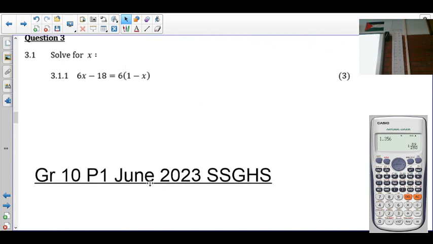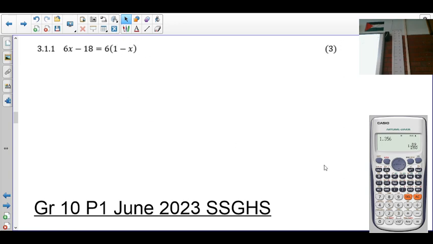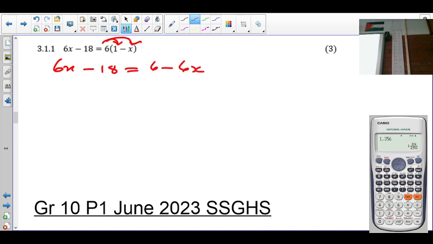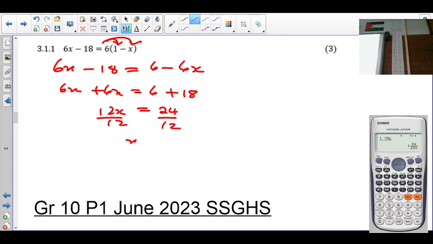Given question 3.1, we are told to solve for x. So what's the first thing we need to do? Let's get rid of the brackets. It's going to be 6x minus 18 equals 6 minus 6x. So what do I do now? X is one side, numbers are the other side. So it's going to be 6x plus 6x equals 6 plus 18. So that's going to give you 24 is equal to 12x. Okay. Divide by 12 both sides. X is equal to 2.